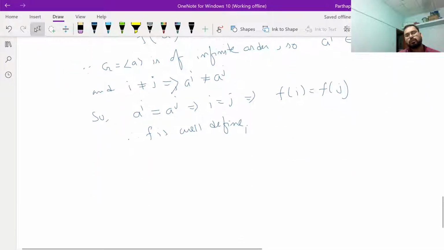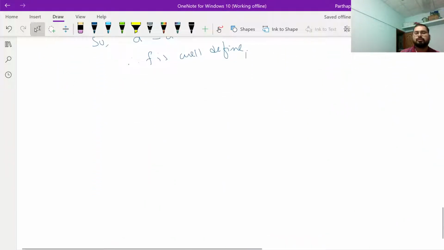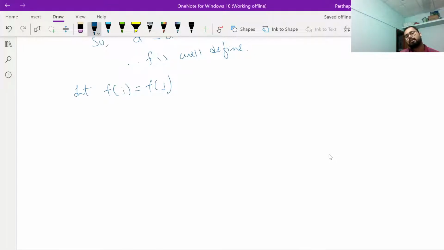Okay, now we will show that the function f is an isomorphism. For which we have to show that f is 1-1. So how to show f is 1-1? Let f of i equal f of j for two different elements i and j. So for any two integers i and j, we have considered f of i is equal to f of j.